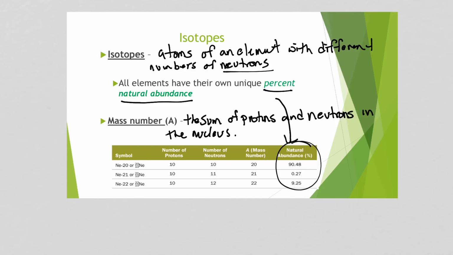Because they will have different numbers of neutrons, different isotopes will have different mass numbers. So when we were looking at this and we said neon had isotopes, neon 20, neon 21, neon 22, this is the mass number. That's how we identify the various isotopes. And you can look, they all have 10 protons. That's the number of protons that neon has, that's its identifier. But they have different numbers of neutrons, so they add up to different mass numbers. Okay? So, isotopes, mass number, and this idea of natural abundance.